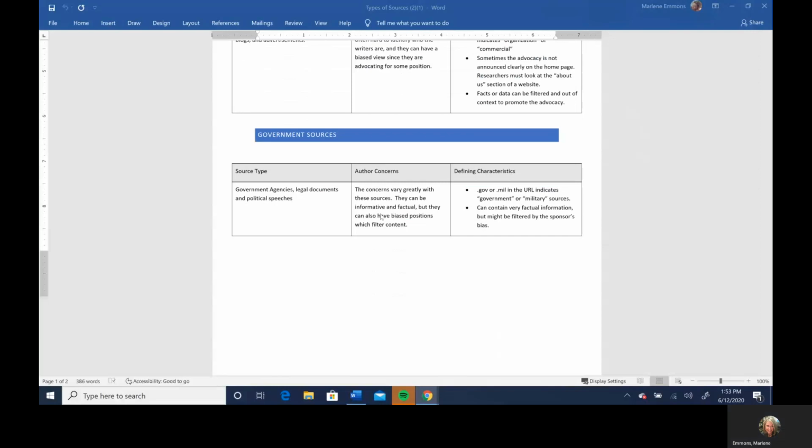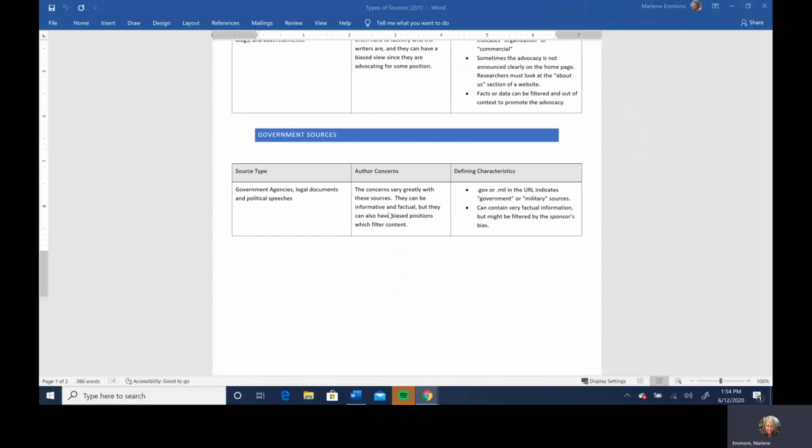However, they also can be biased in their positions and they might filter content. So any sort of factual information might be great. However, if, for instance, the IRS has come under fire for something, they may decide that they're not going to give information about that. For instance, I can give you a specific example.